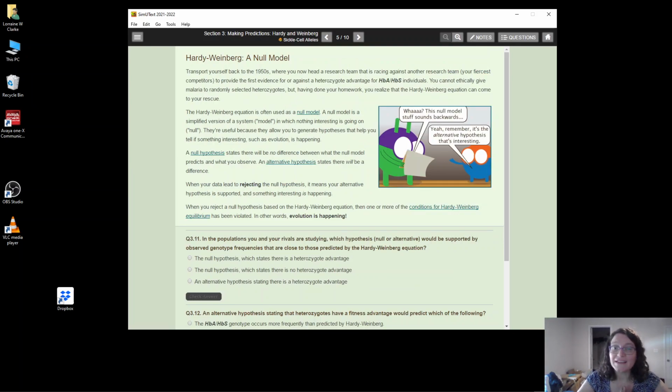Hardy-Weinberg is what's called a null hypothesis. It's a null model. If no evolution is happening, then all of the expectations of the Hardy-Weinberg equilibrium will be met. Okay? So, in the populations that you and your rivals are studying, which hypothesis would be supported by observed genotype frequencies that are close to those predicted? Remember, this was the similar thing that we went through with that MN, that we expected it to be in equilibrium, and we found it out by taking the genotypes, figuring out P and Q, and then saying, does that match the expected? And we found it did, so there was not evolution happening on that. Okay?